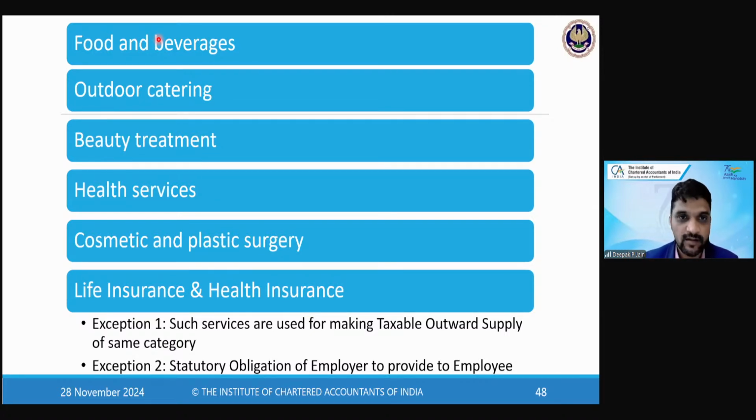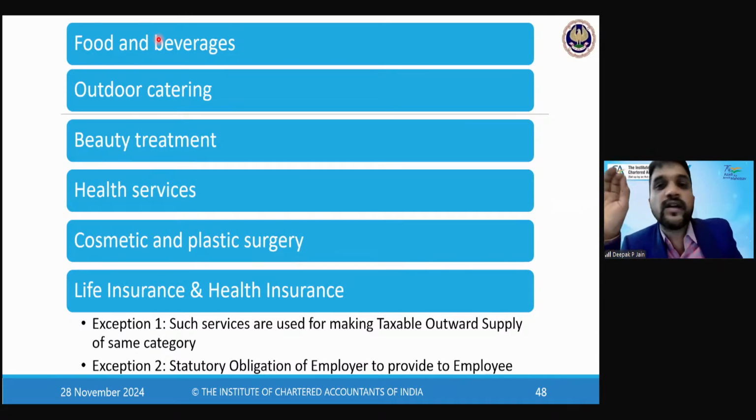Any beauty treatment is also blocked. Health services, health insurance, whatever you're taking, that is also blocked. Cosmetic and plastic surgery, because these are all in the nature of personal things. Even though a director may use it, a director is always there at the office. He doesn't go home. Still, he should work and should not get into beauty treatment, cosmetic and plastic surgery. Whatever justification you may give, this is a blocked credit.